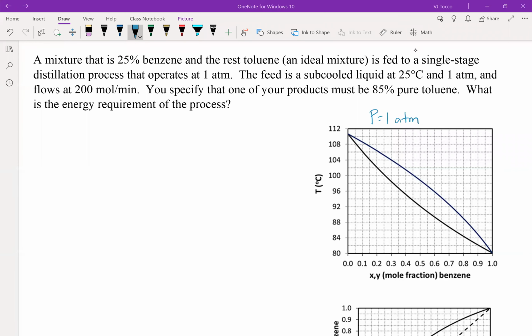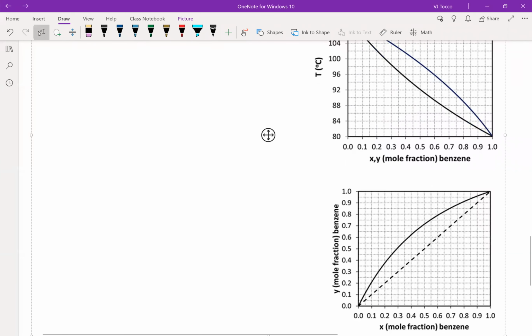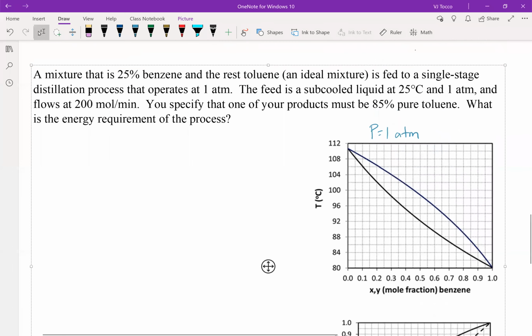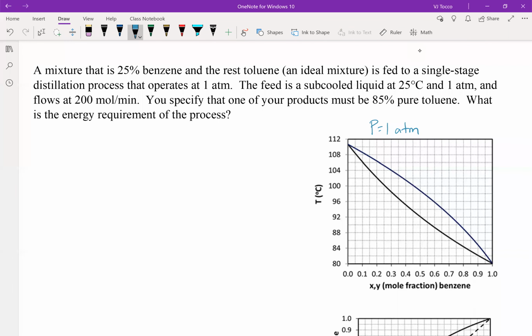In this separations video, I've prepared a practice problem that will ask you to calculate the energy requirement of a single-stage distillation process. I want to encourage you now to pause the video to read the problem and try and solve it yourself first before I go through the solution. I'm going to start my solution now.